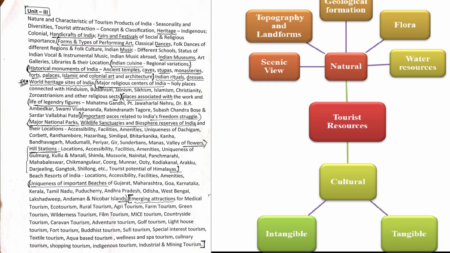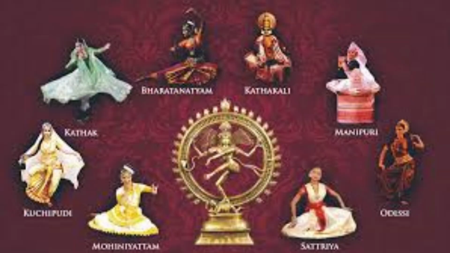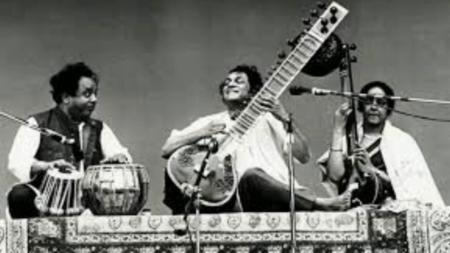Under this section, the indigenous heritage of India, they provide fairs and festivals, different forms and types of performing arts, classical dance, folk dances. More or less questions they provide from this area. Next, Indian classical music, regional folk dance. This is a very important chapter. And vocal and instrumental music, Indian museums, also questions come, there are different famous museums of India, art galleries. And Indian cuisine, another important area, regional variation of Indian cuisine. From this section you will definitely get 2 or 3 questions.